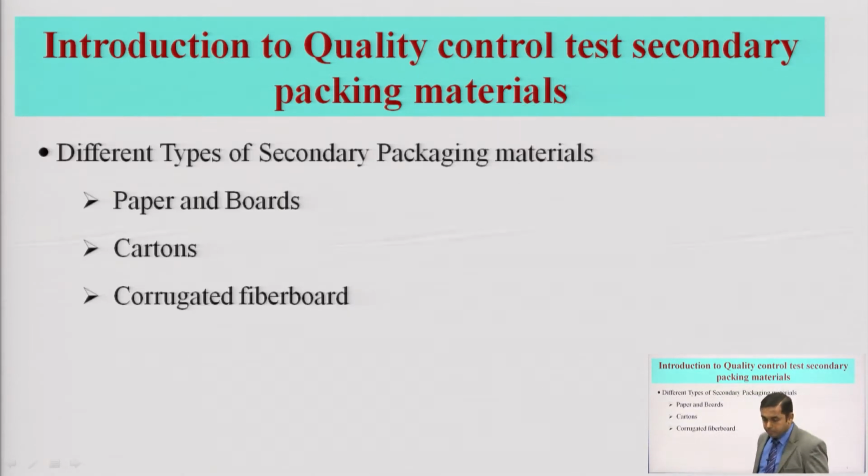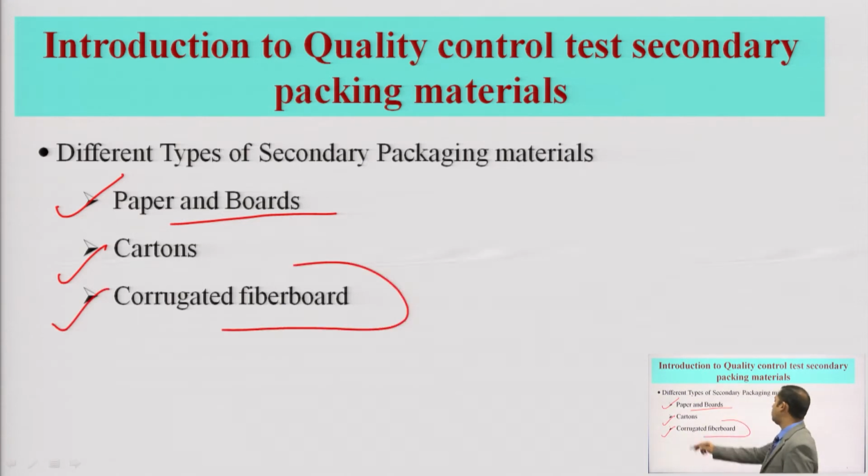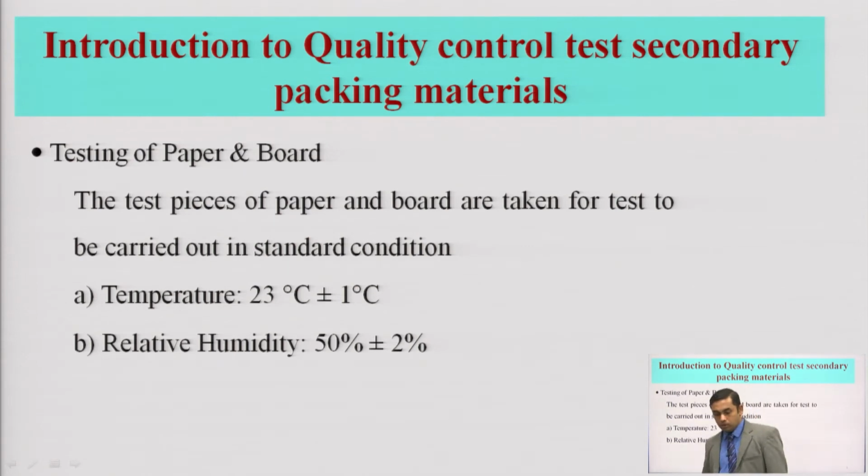Now, what are the different types of secondary packaging material? My dear students, there are lots of types, but most commonly we talk about three: paper and boards, cartons, and corrugated fabric. Now, how do you carry out the tests? Let us start with testing of paper and board. If you have paper and board, how will you do the test?